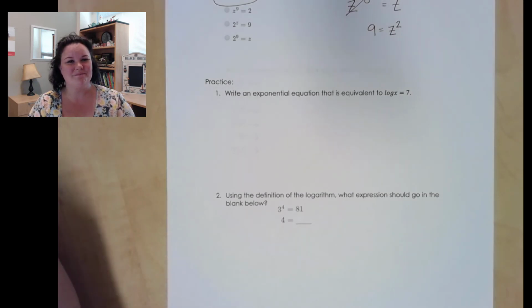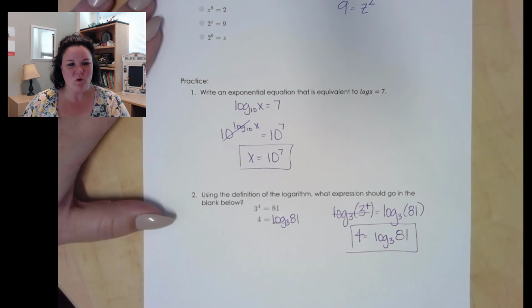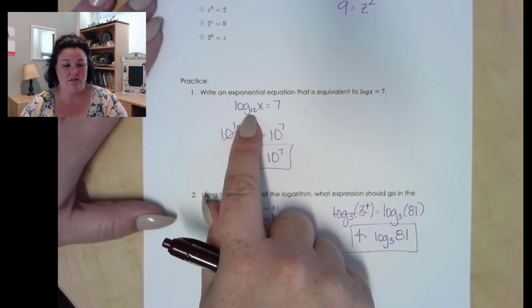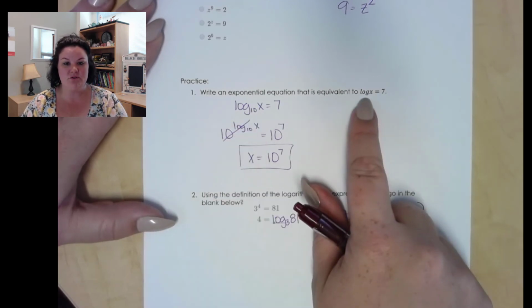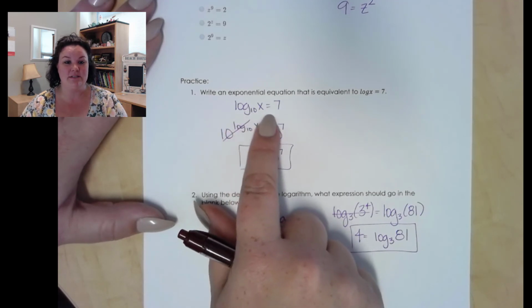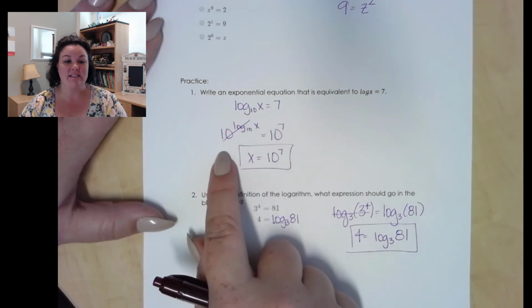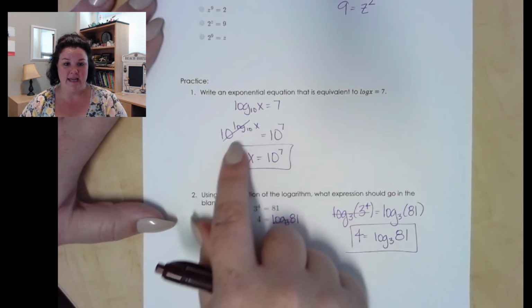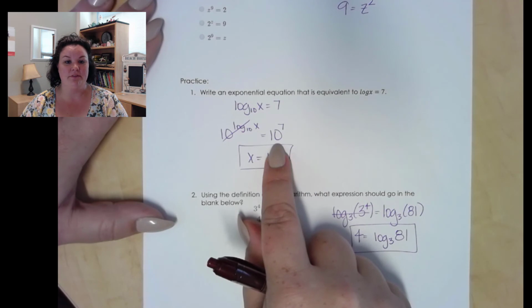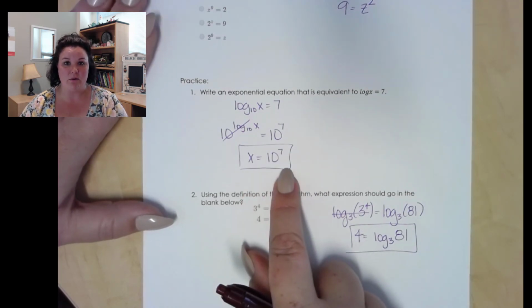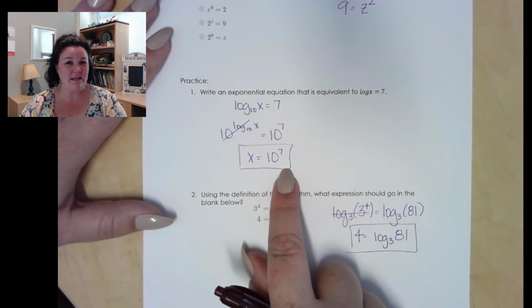All right, so on number 1, we are trying to remove a log, right, so that we can write this in exponential form. Now there's no subscript written here, so that's an implied 10. So log base 10 of x equals 7. We use a big exponential base 10 to cancel that out, but if we do that on the left, we must also do that on the right. So that leaves us with x is equal to 10 to the 7th power.